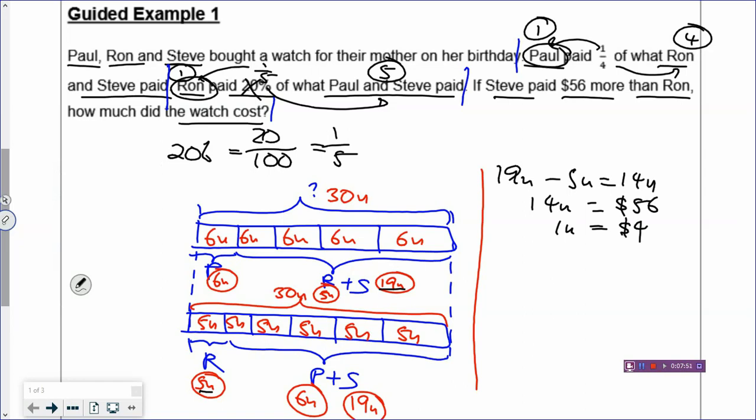So how much did the watch cost? The watch costs 30 units. So there will be 30 times 4, which is $120. Alright, so that's how you draw the model on its own, and then use the model to solve the problem. Let's quickly go on to the next example.